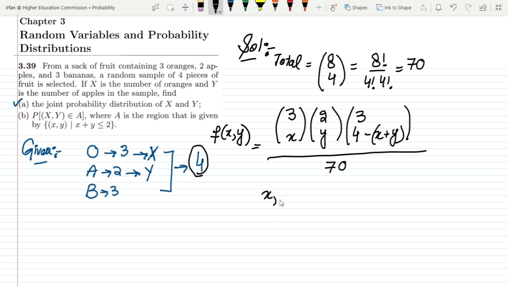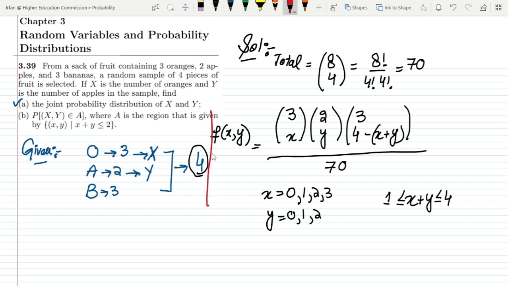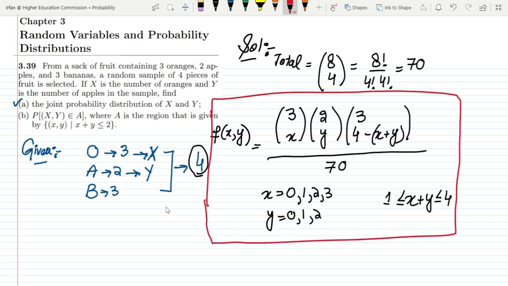So the values of small x can be, these are the total number of oranges, so it can be no orange, or 1 orange, 2 oranges, or 3 oranges. Similarly y can be 0, 1, or 2. Also the total number of items here can be greater than or equal to 1 and less than or equal to 4. So this is basically the condition for the formula which we have derived, and that is what we have found for the joint probability distribution of our part A.